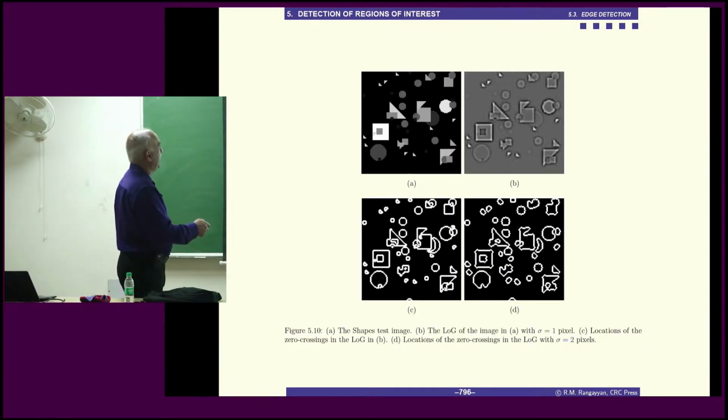So this is the shapes test image, and this is the Laplacian of Gaussian with sigma equal to 1 pixel. And these are locations of the zero crossings.